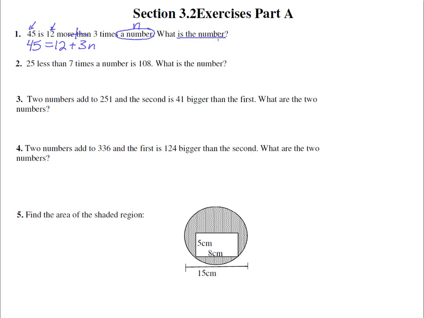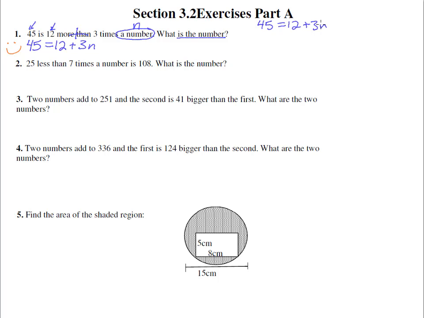And now we just need to solve and find out what that number is. Look at what we have there. We'll put a little smiley face there. We are now in happy math land. We have an equation that we know how to solve. Let's put it over here and solve it. 45 equals 12 plus 3 times a number.